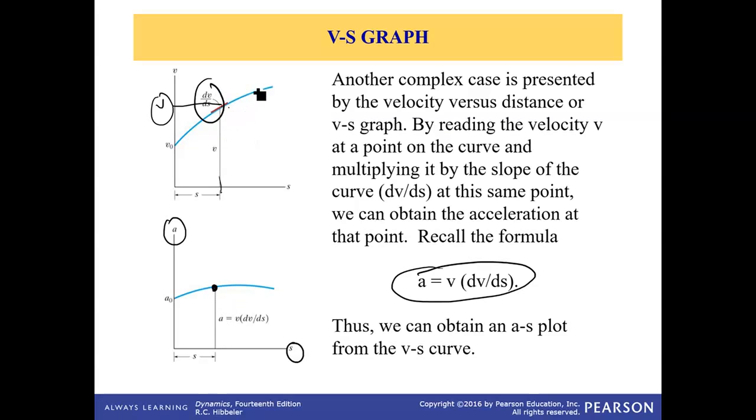Okay, so to get, let's say, acceleration at another point, again, we find the velocity at this point and multiply that with the slope at that point, and we get another point on the acceleration graph. And we join that series of points to get the acceleration graph.